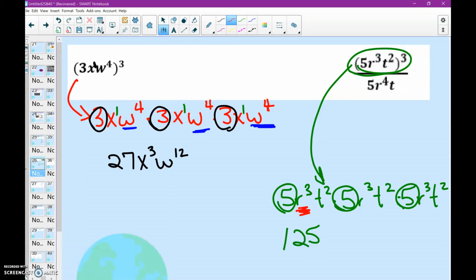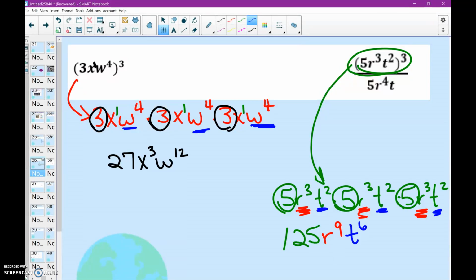We have r to the third, r to the third, and r to the third. If I add up these threes, 3, 6, 9. So I have r to the 9th. And then I have t to the second, or t squared, repeated 3 times. And again, 2 plus 2 plus 2. I end up with t to the 6th power. So that's all that's on the numerator.